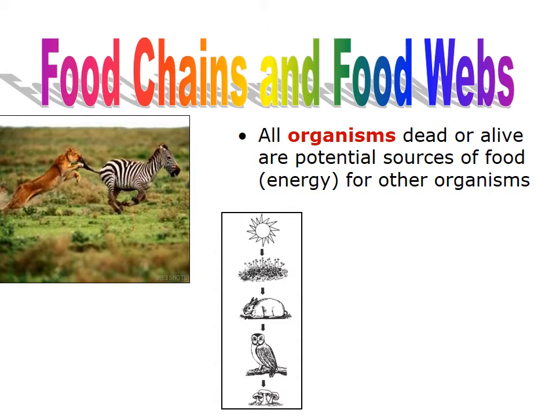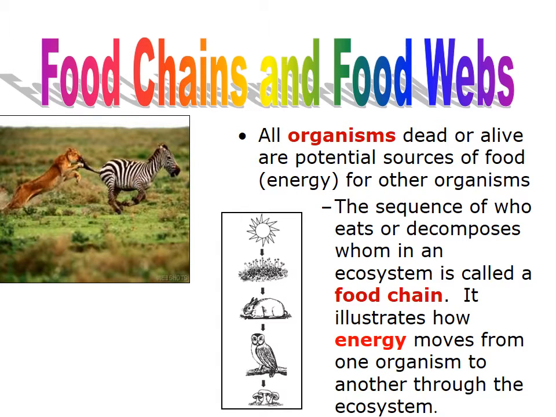So food chains and webs. All organisms are a potential source of energy for other organisms. The sequence of who eats who is known as a food chain. A food chain is a linear progression from one organism to another showing what eats what. And one of the key things about a food chain is that the arrows show the energy flow.